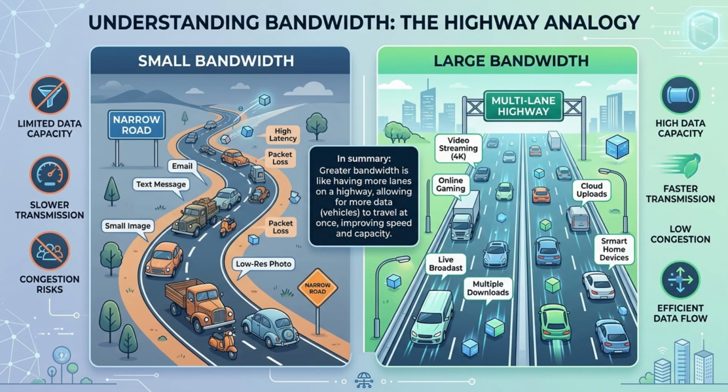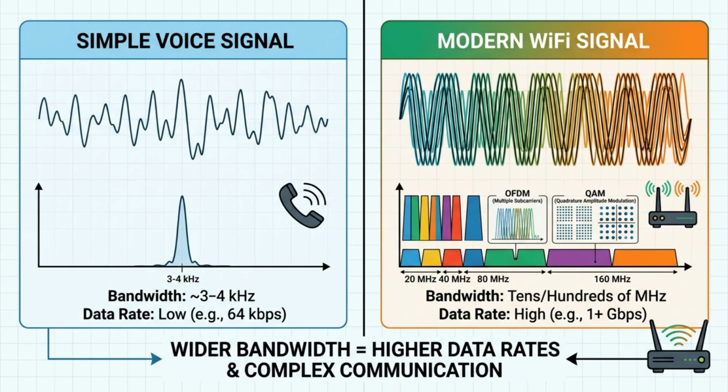Intuitively, bandwidth can be compared to the width of a highway. A narrow road can accommodate only a limited number of vehicles at a time, while a wider highway can support significantly more traffic. Similarly, larger bandwidth generally allows more information to be transmitted. Physically, consider two communication signals. A simple voice signal may require only a few kilohertz of bandwidth, while a modern Wi-Fi signal may occupy tens or even hundreds of megahertz. The wider bandwidth enables much higher data rates and more complex communication capabilities.